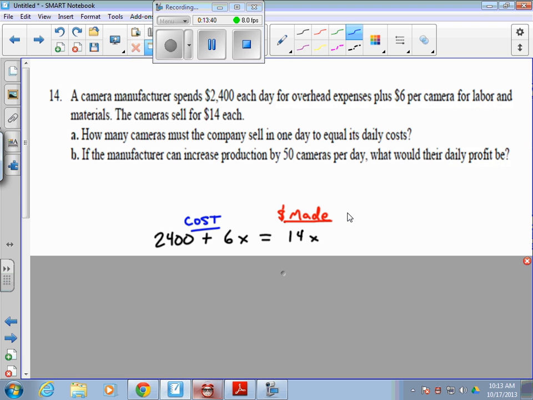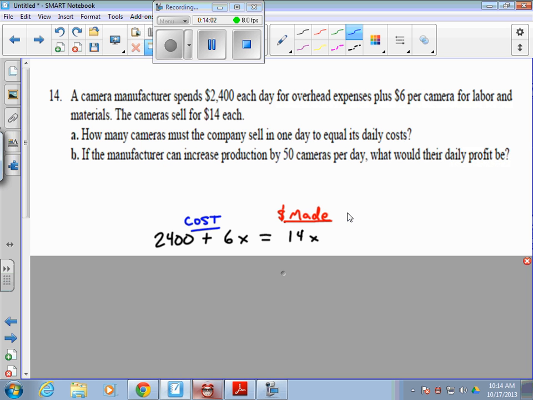A camera manufacturer spends $2,400 each day for overhead expenses plus $6 per camera for labor and materials. The cameras sell for $14 each. First question: how many must they sell to equal its daily cost, or how many must they sell to break even?